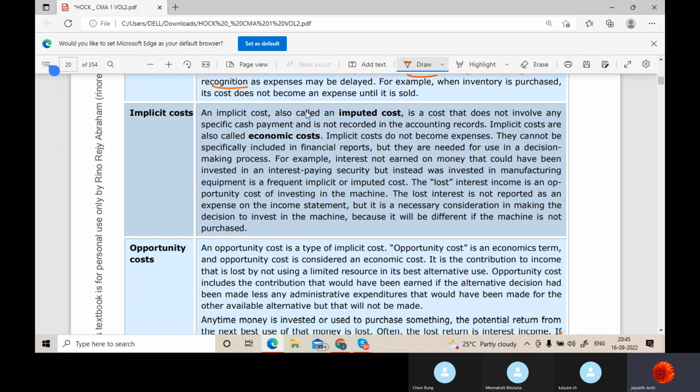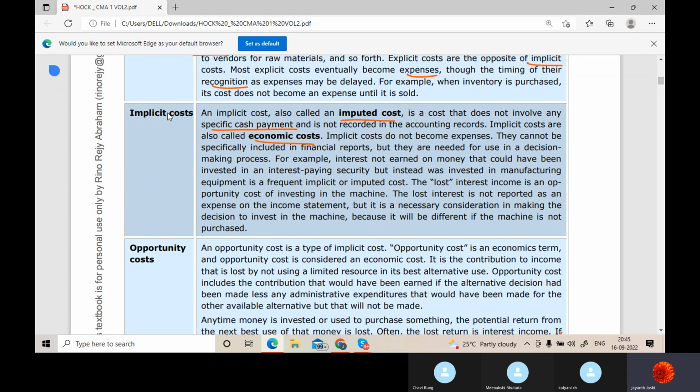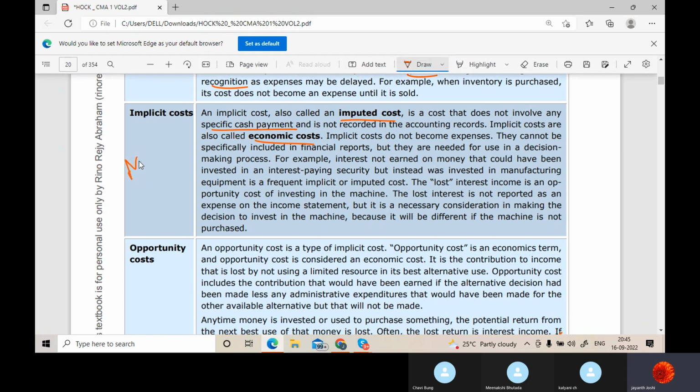Implicit cost is nothing but imputed cost, a cost that does not involve any specific cash payment. That means you're not paying here. These are economic costs. That means you're considering taking some decision regarding what could be advantageous for you. For example, make or buy. Yesterday I discussed, so you think that it is better to buy than to make.